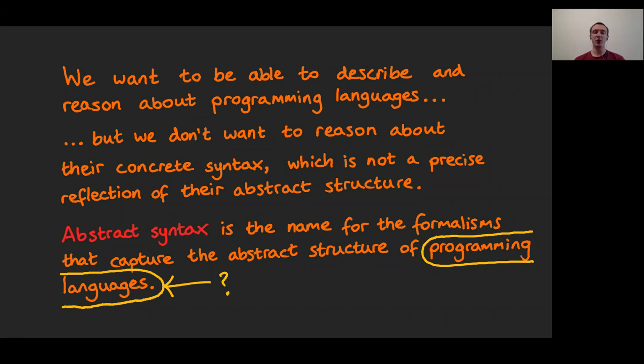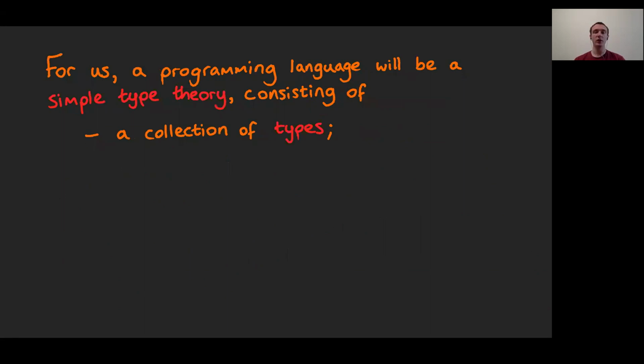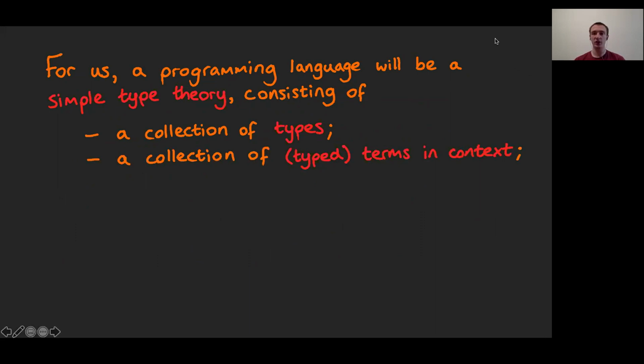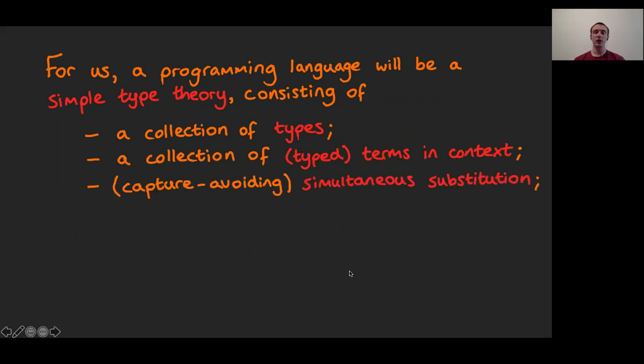What do I mean when I say programming languages here? Because this is quite a vague term. Well, for us in this talk and in our paper, by programming language, we really mean a simple type theory. And so this consists of a collection of types, a collection of terms in variable contexts, some notion of substitution. In our case, we're going to consider simultaneous substitution. One could also consider single variable substitution. It doesn't make a huge difference. This will just be more convenient for our case.